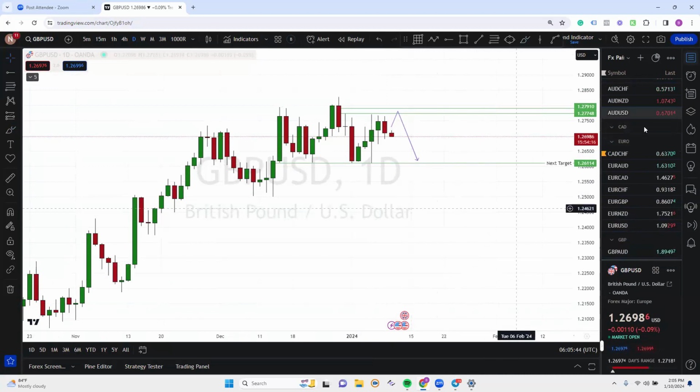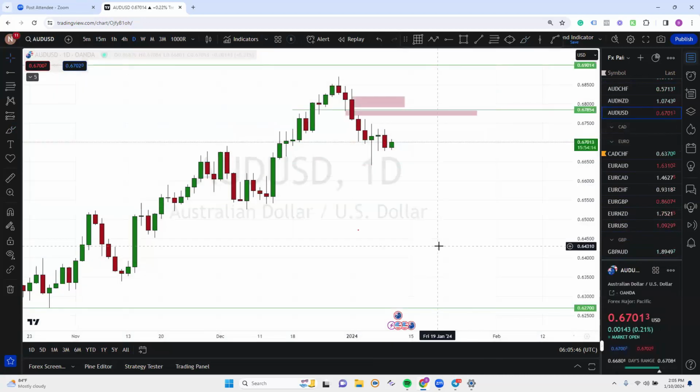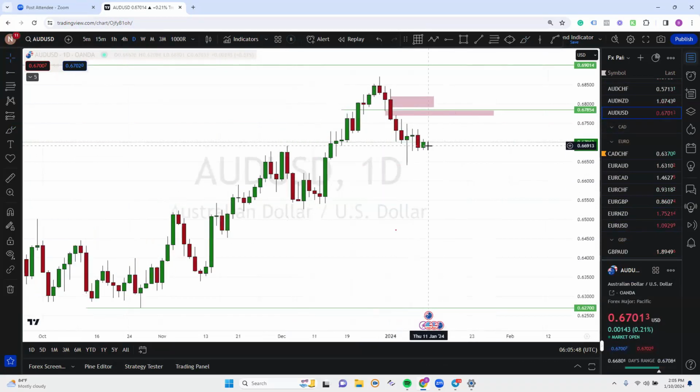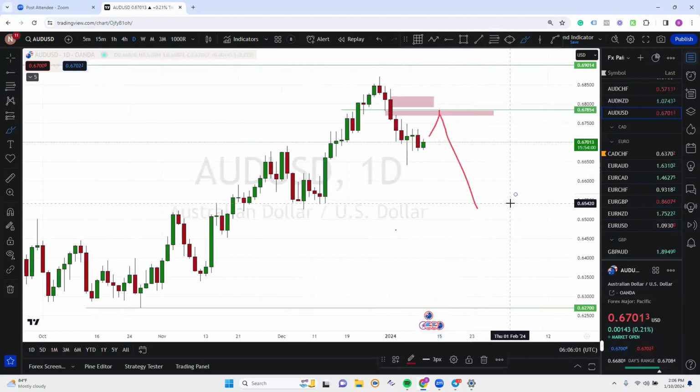I'm looking to sell Aussie dollar, right? But like you pick Aussie dollar, now I want to sell Aussie dollar. So where is a good place for me to sell? Well, we have identified this is the area. So until the price goes there, I should not be doing any selling, right?